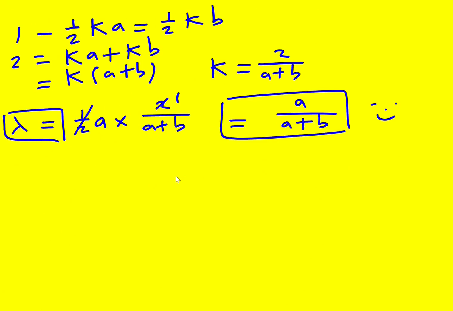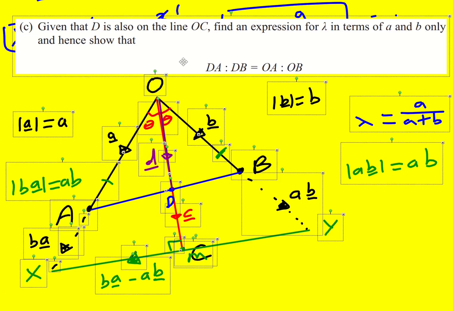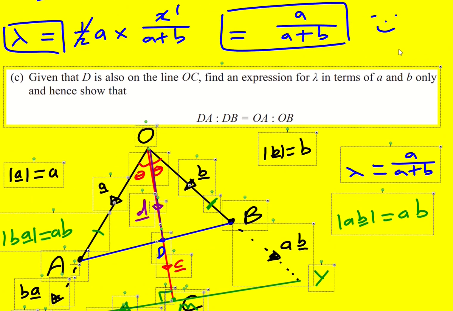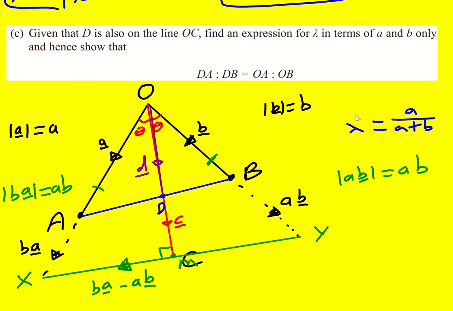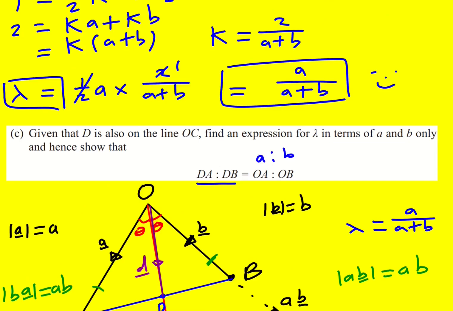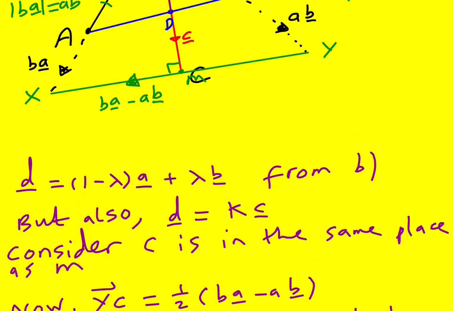Right, we have one more part of this question to do, and that is to show that the ratio dA to dB is equal to OA to OB. Now, OA, the length, is just a, and OB, the length, is just b. So the hard bit is going to be getting these magnitudes and simplifying the ratio to a to b. Having said that, we have some previous information about AD all the way back up here.